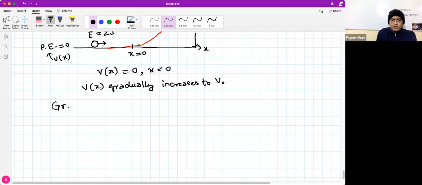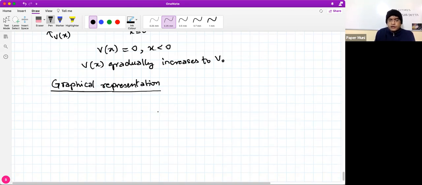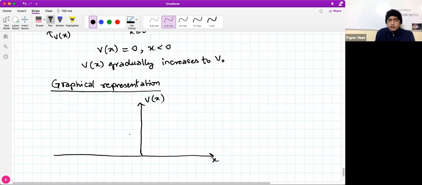Okay, graphical representation. In this case, let's just convert the experiment to a graph. So we have this graph. On the y axis we have V(x), the potential energy, and on the x axis we have the x position at a given time. The potential energy is changing like this for the hill.